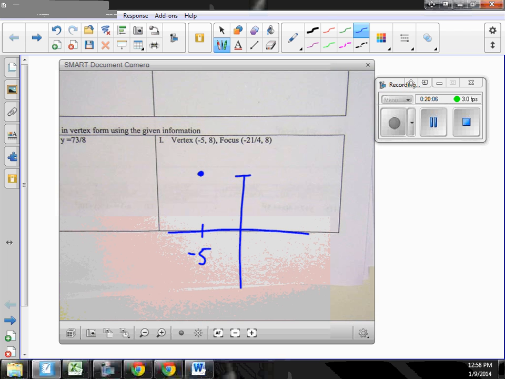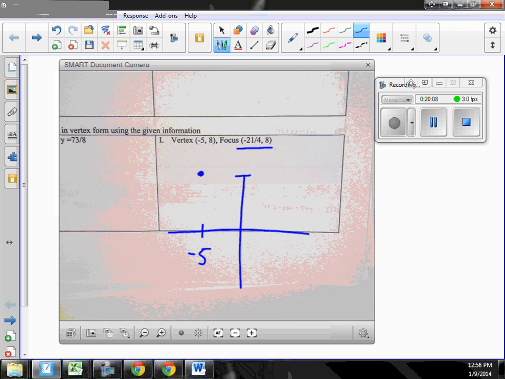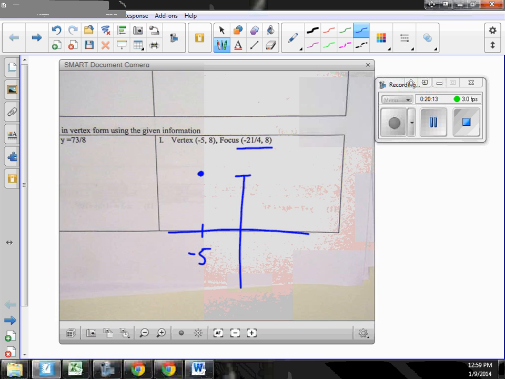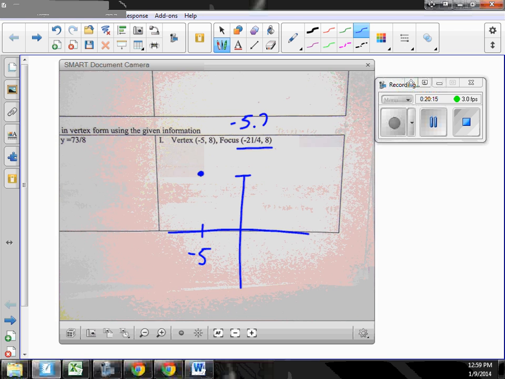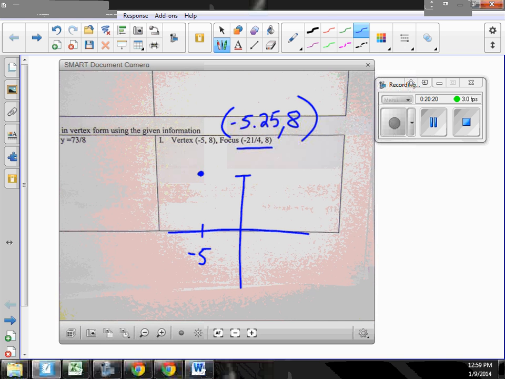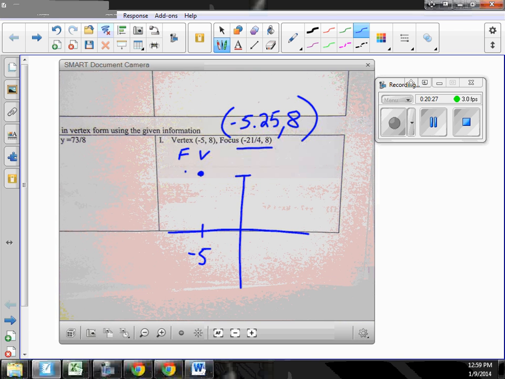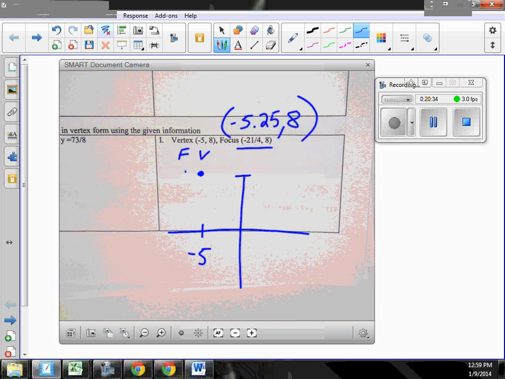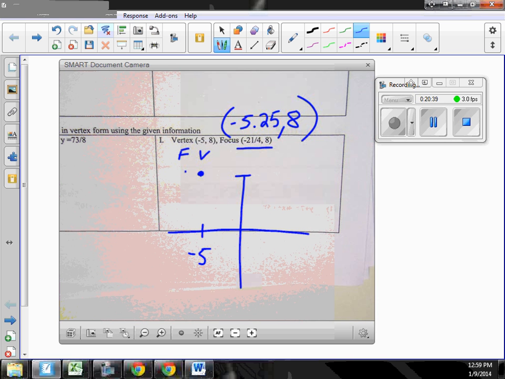So the focus is negative 21/4 over 8. What is that as a decimal? So negative 5.25 comma 8. So negative 5.25 comma 8 is right here. So there's the vertex. Here is the focus. Which way does this parabola open? Left. Parabolas always open toward the focus and away from the directrix.